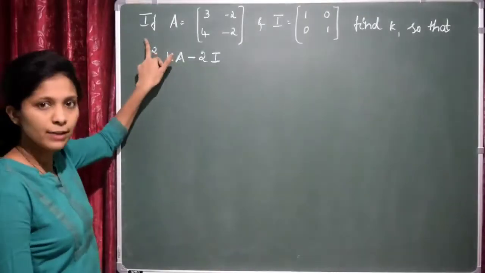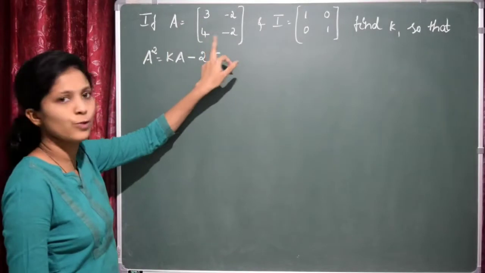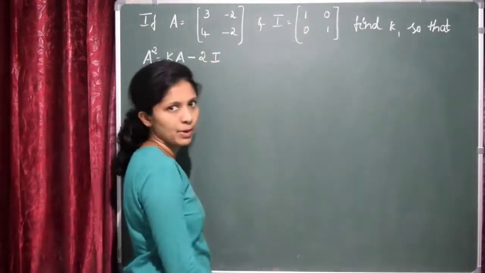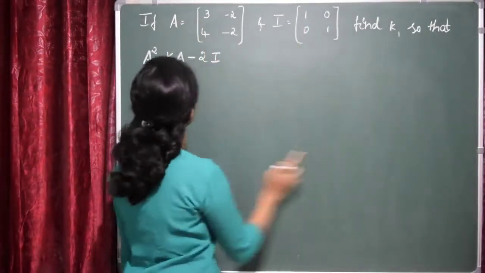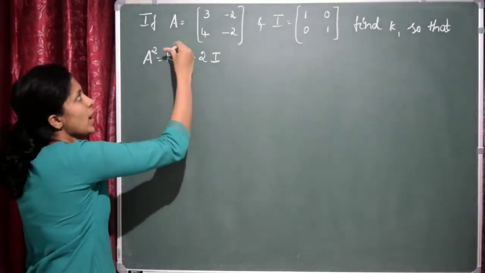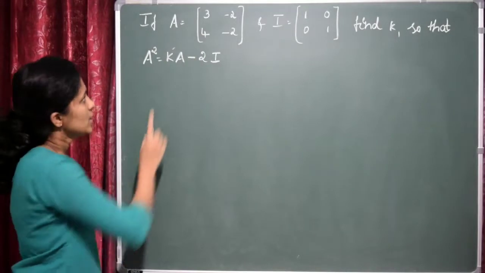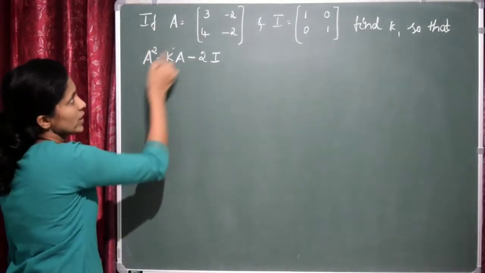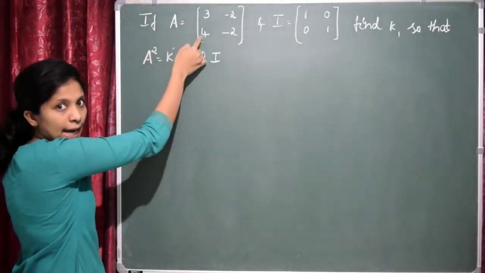Next problem is, if A is equal to [3, -2; 4, -2], and I is the identity matrix of order 2 by 2, find K so that A square is equal to KA minus 2I. Here you have to find the value of K, right? So first we'll take A square. A square means you have to multiply A 2 times, right?